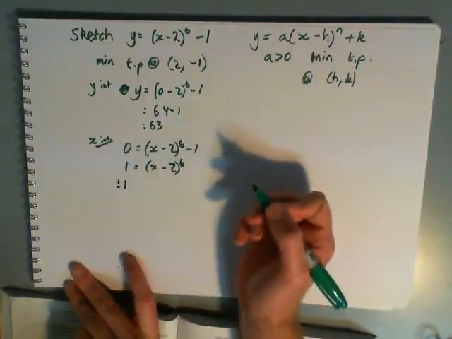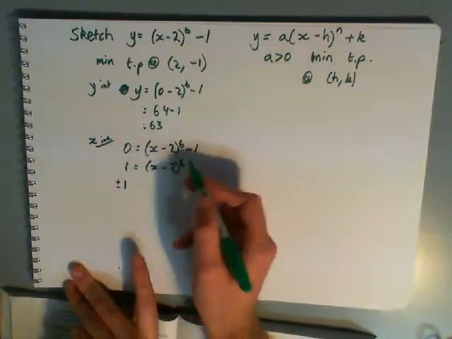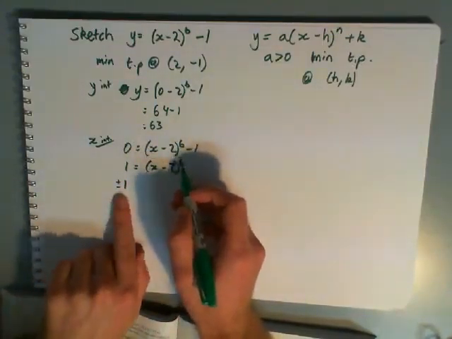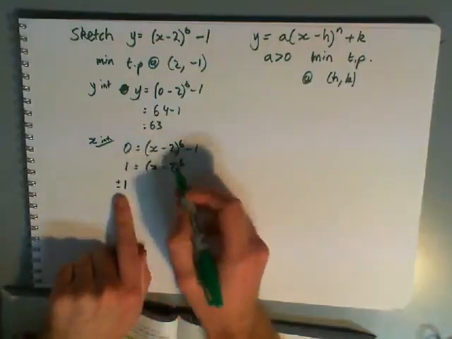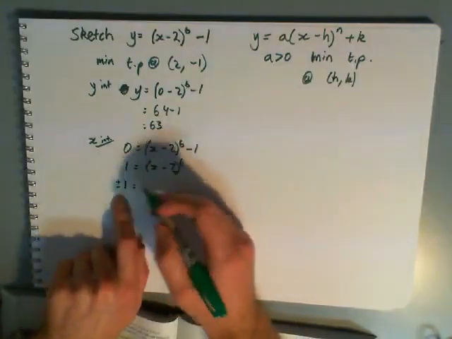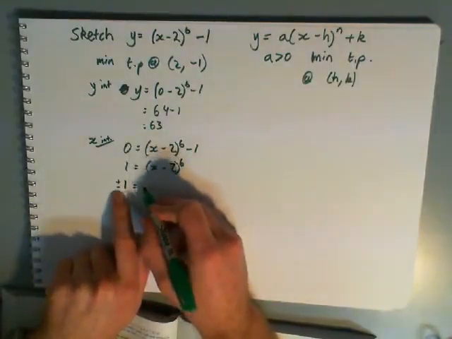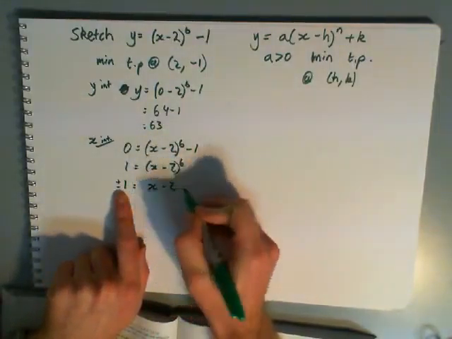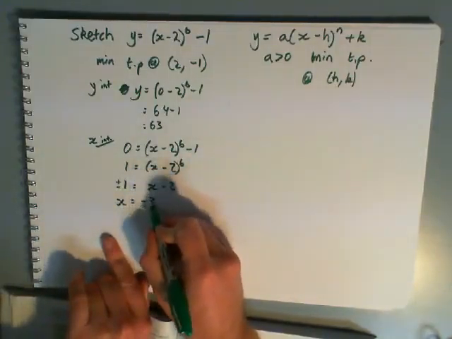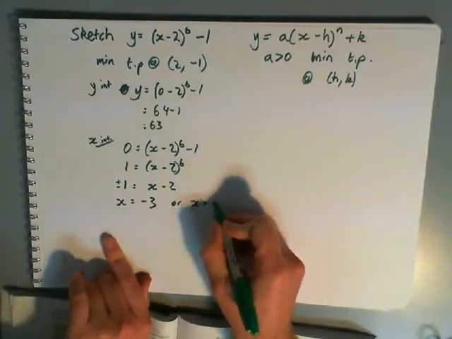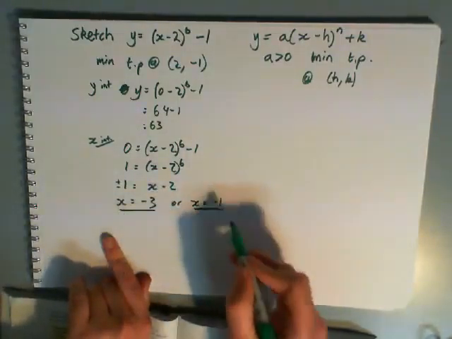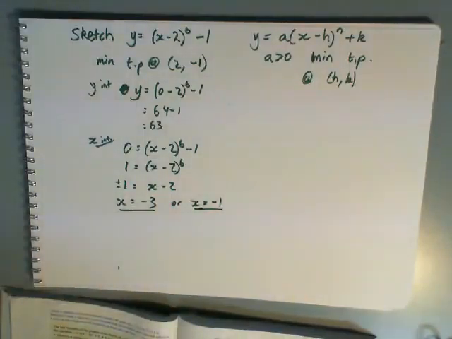And we're going to have plus or minus this time. When we take the square root, or the nth root, and n is even, we're going to have plus or minus. It's like when we find the square root, we have plus or minus the square root. It's going to be x − 2, so either x equals minus 3 or x equals minus 1. So there are our two x-intercepts.